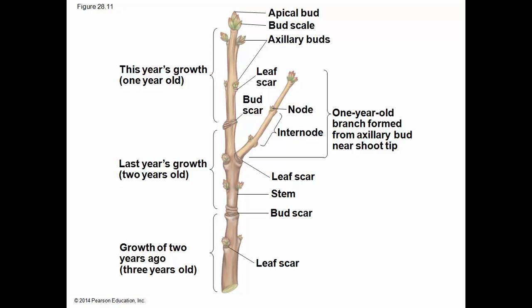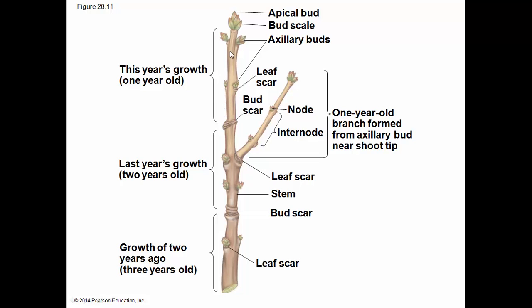Okay, so if you look at the twig of a tree, like if you go out and find the twig of an oak tree or a maple tree on your walks, you'll see it's very clear where the apical bud is located. The bud scales are the little leaves surrounding the buds. The axillary buds here are located at the nodes.